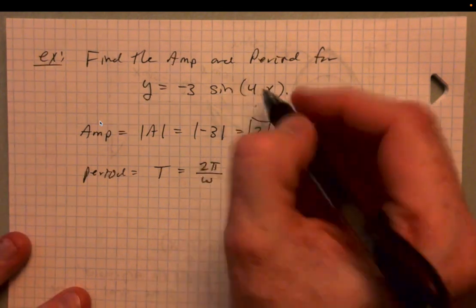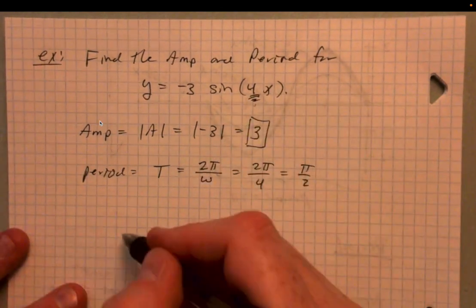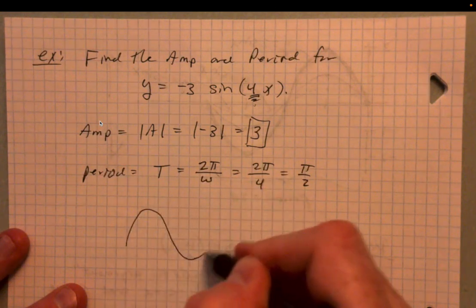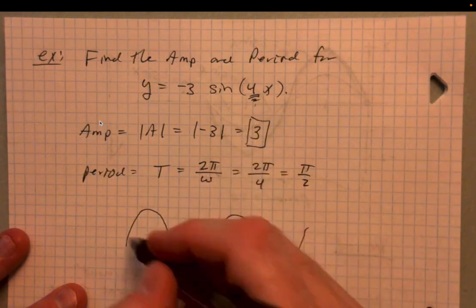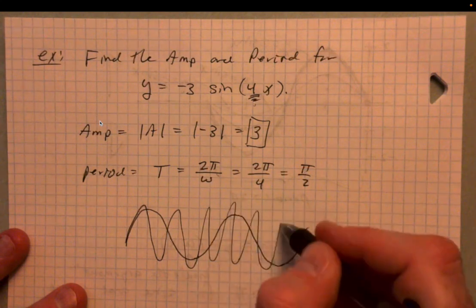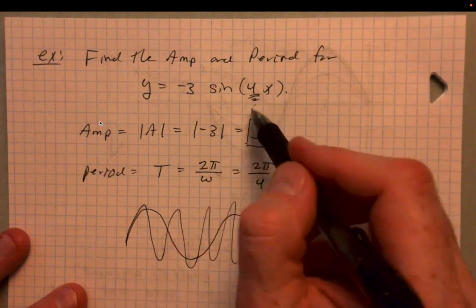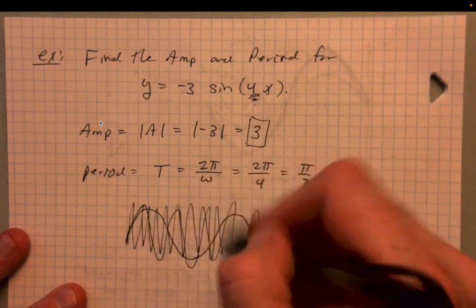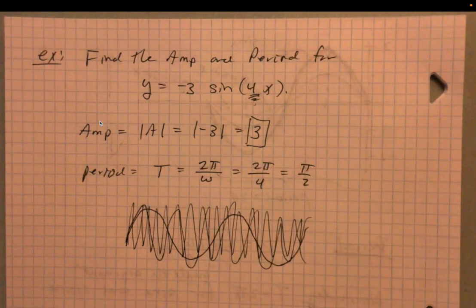Right? So as this number here gets larger, you should think of the normal sine function as starting to get closer together. If it gets really large, then the sine function is right on top of itself. It just gets really, really compressed horizontally.